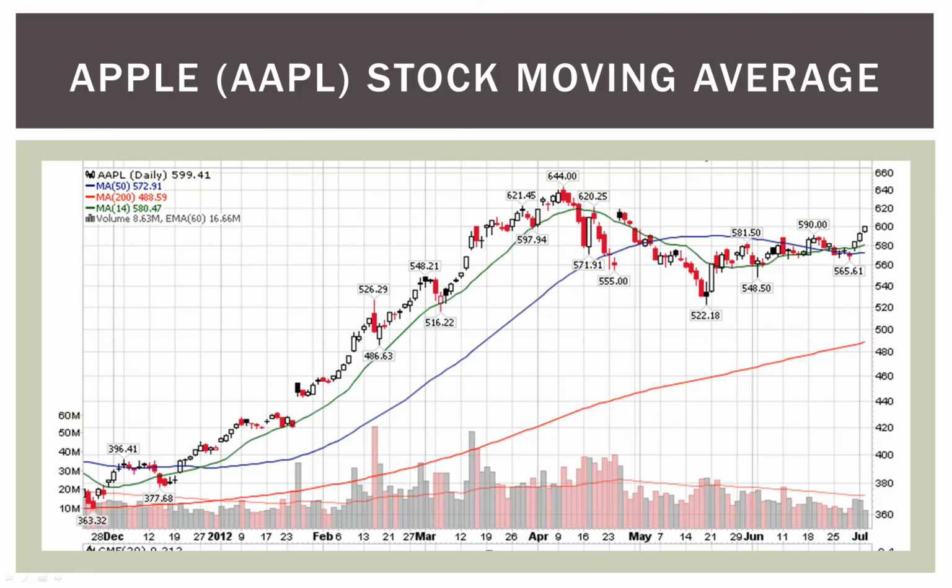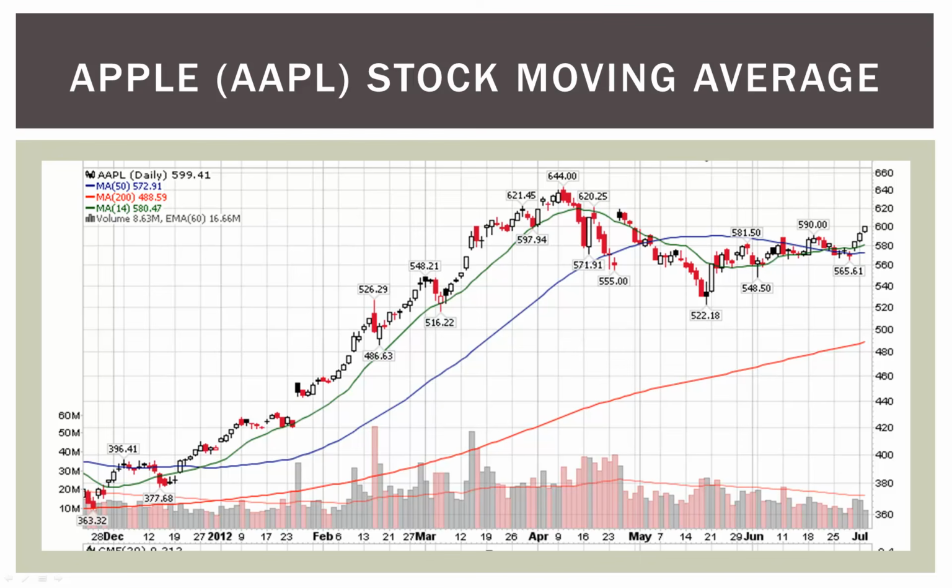You will see 3 different colors along with 3 different labels. We have MA 50, MA 200, and MA 14. Now you can probably imagine that MA stands for moving average. So each color line in the stock chart represents a moving average for a certain number of N days. In this case, we have 50 days, 200 days, and 14 days.